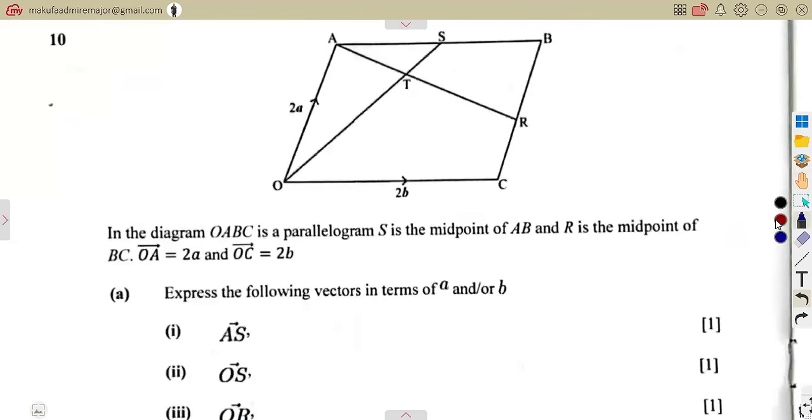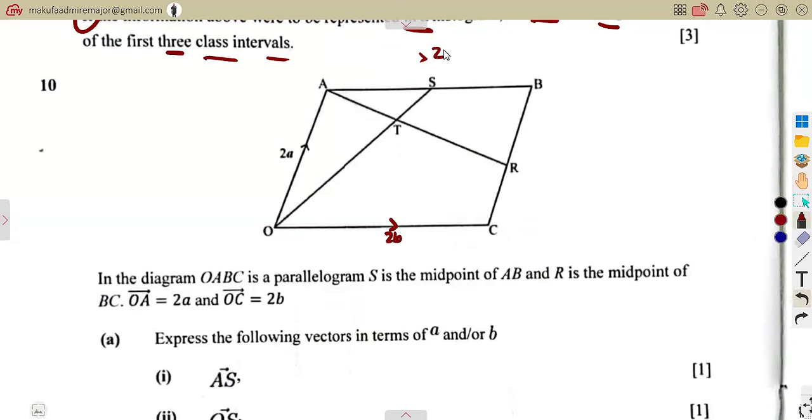Then we are given on number 10 a vector question where we are given in the diagram that OABC is a parallelogram. Remember the properties. If this is 2B, this parallel side is supposed to be the same. We are supposed to have a vector of 2B on this side. If this is 2A, this side also is going to have 2A with the same direction going up. And we are given that S is the midpoint of AB, and R is the midpoint of BC. So this is the midpoint, and also this is the midpoint. Express the following vectors in terms of A and or B.